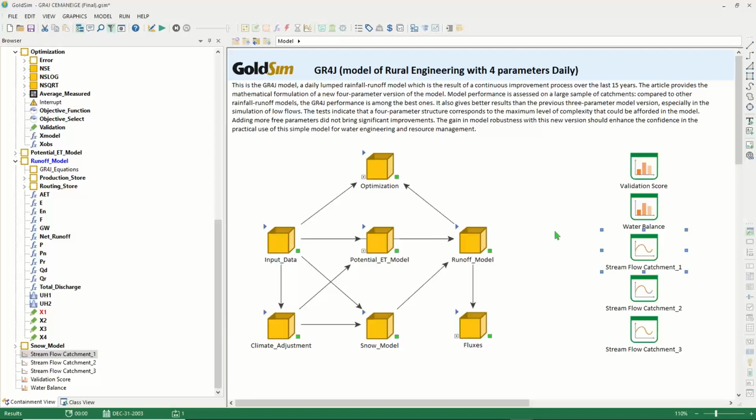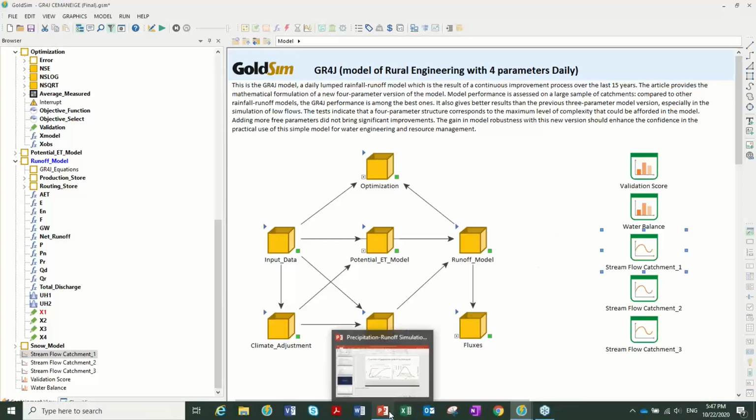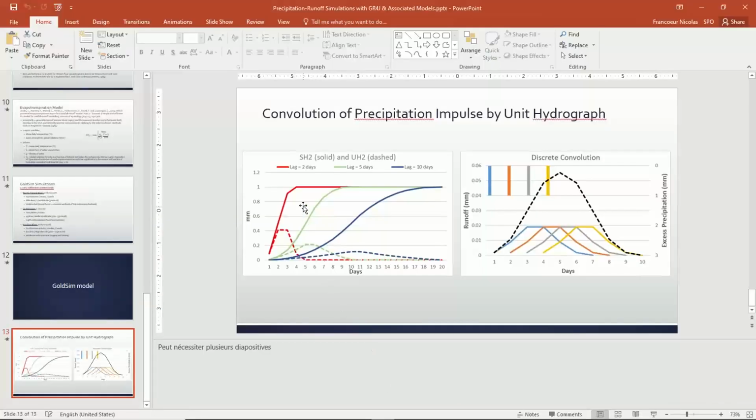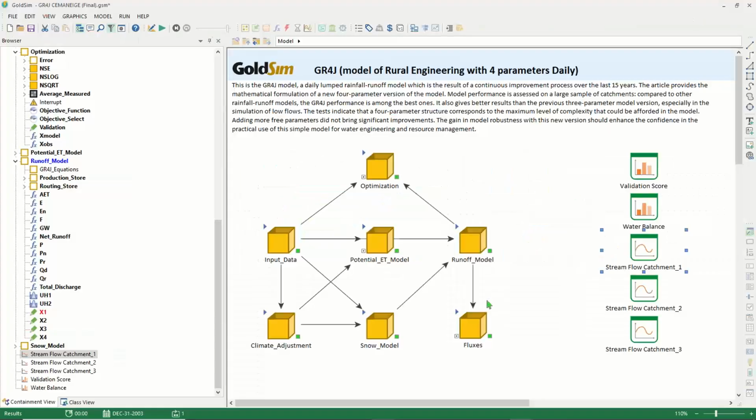Okay, so the next one is, is the lag time a parameter or is it an outcome of the model? No, it's a parameter. Going back to this, in this case, if I was to calibrate my model with a lag of 2 days, this would be my unit hydrograph. If I was to calibrate my model with a lag time of 10 days, this would be my unit hydrograph. So no, it's a parameter that you calibrate. It's not an outcome.